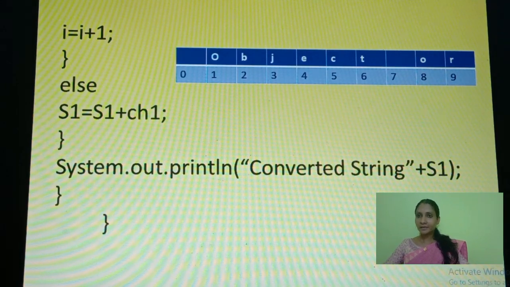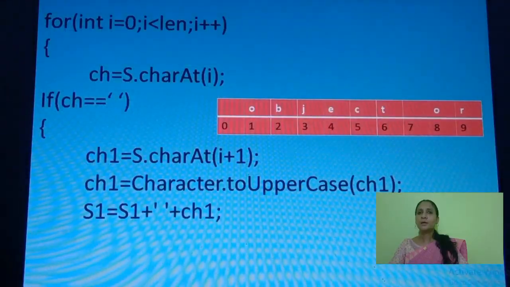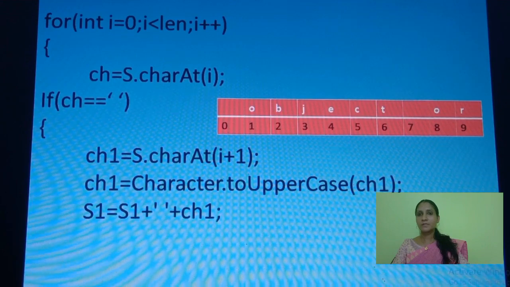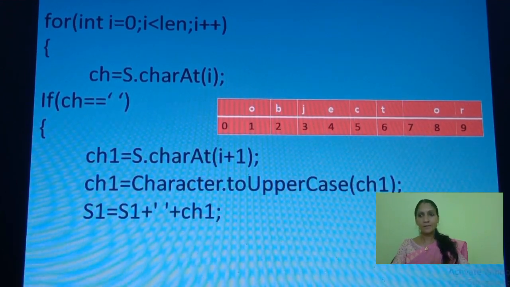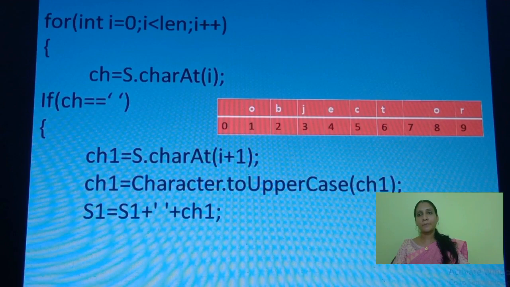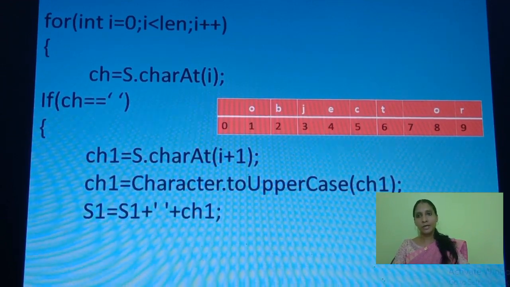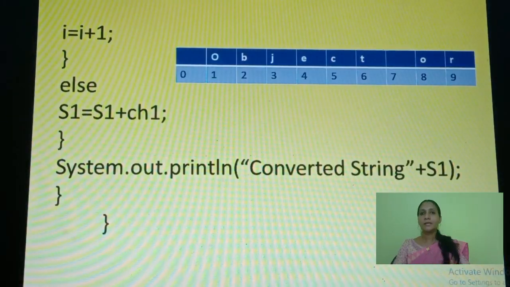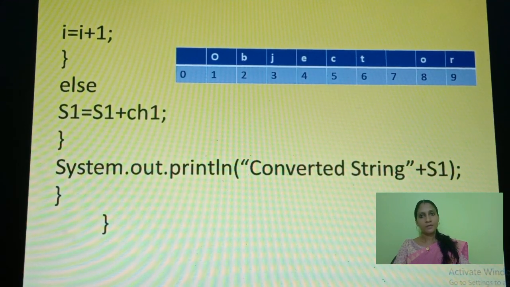First we extract the character, ch = s.charAt(i). Again we check the condition: if ch is equal to space. If it is true, we follow the statement ch1 = s.charAt(i+1), finding the next character. Then we capitalize it: ch1 = Character.toUpperCase(ch1). After that we add that character to the new string. Then i = i + 1, that means we increase the index number, and close the bracket.